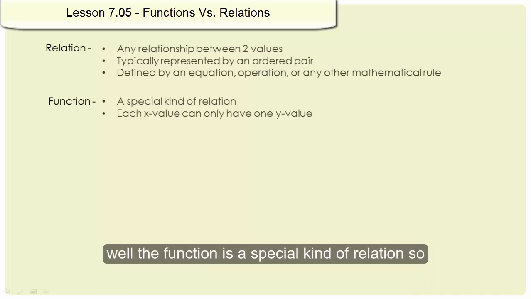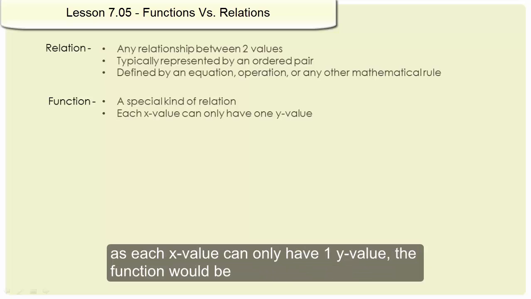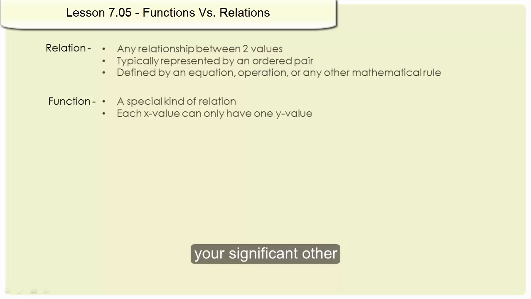Well, the function is a special kind of relation. So as each x value can only have one y value, the function would be your significant other. You can only have one.